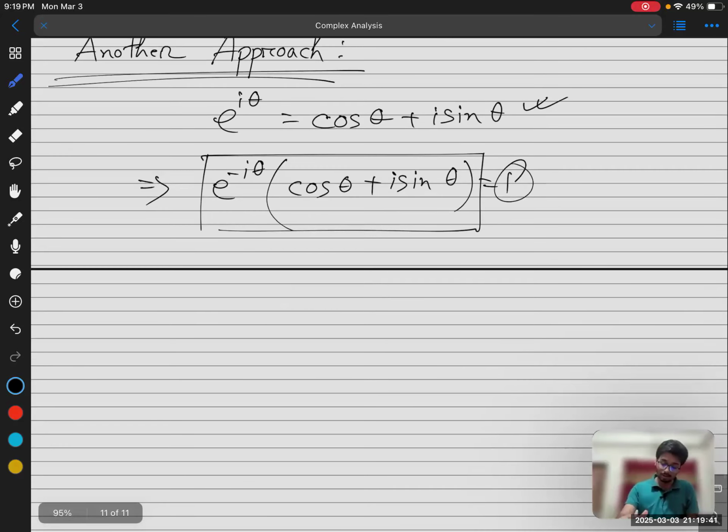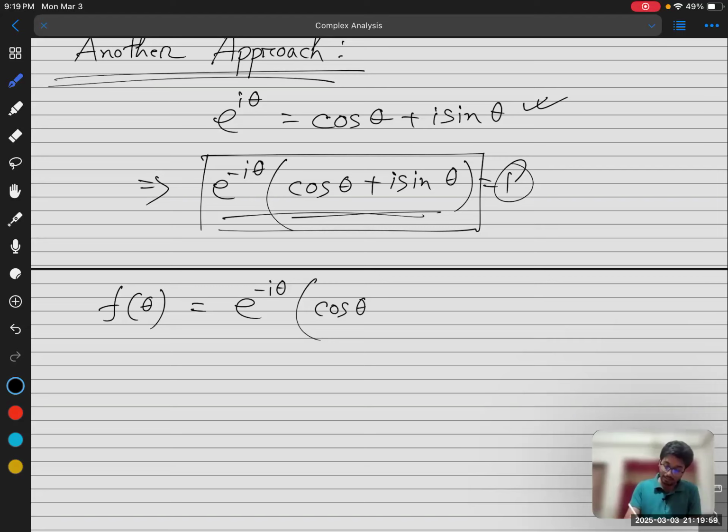So let's, for the time being, say that f(θ), we don't know what the value of this is because we want to prove it, and the value of this function is going to be 1. So for the time being, we just say that f(θ) is basically e^(-iθ) times (cos θ + i sin θ).